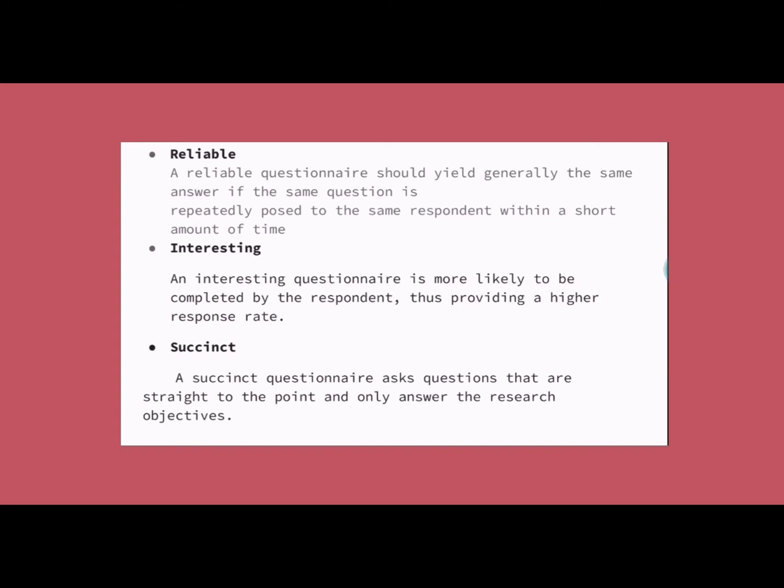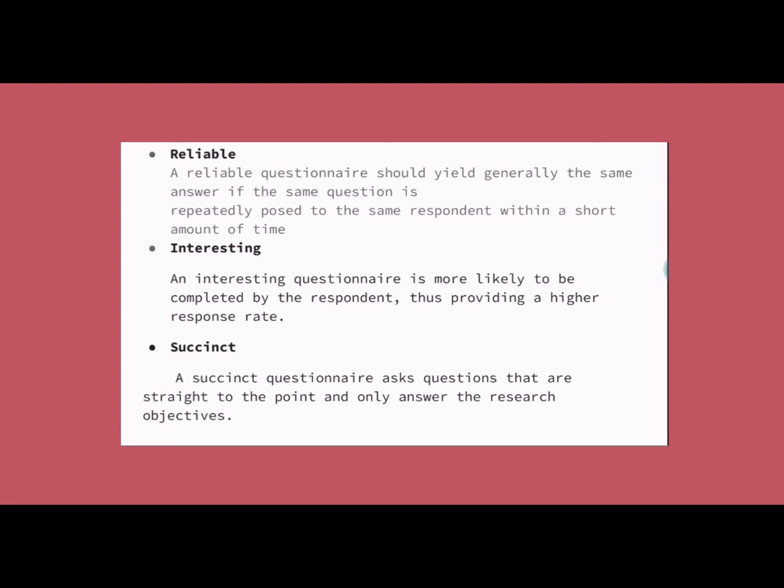If you are a researcher, you need to put effort in making a question. Hindi basta ka na lang gagawa ng katanungan na hindi naman relate sa kanila. Kailangan mo mag-isip ng mabuti, and he or she should understand your objectives of the question and arrange them into a logical sequence. The last one is succinct.